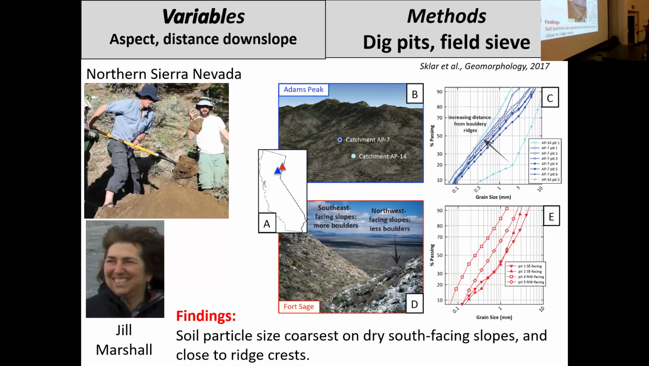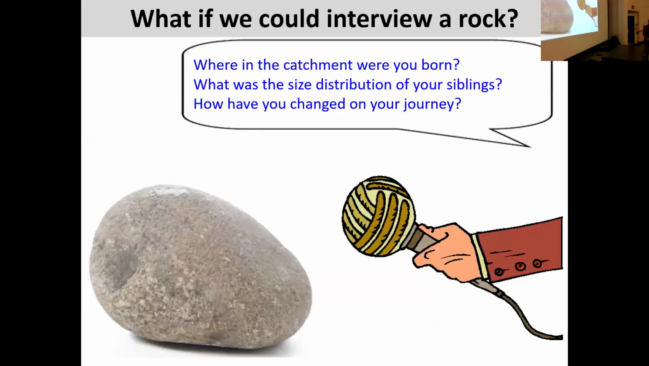But this is hard work. Is this really worth it? We want to get landscape scale patterns. Isn't there a better way? Well, what if we could just ask the rocks? I mean, some people think they have the story to tell, and we would ask them, where were you born? Were you up on the ridge? Were you down low? What was it like where you were born? And what about all the other rocks that were born along with you? What's the full size distribution? And then how were you changed on your journey? If the rocks could tell us, it would save us a lot of effort. Well, they can, except that it takes a huge amount of effort.